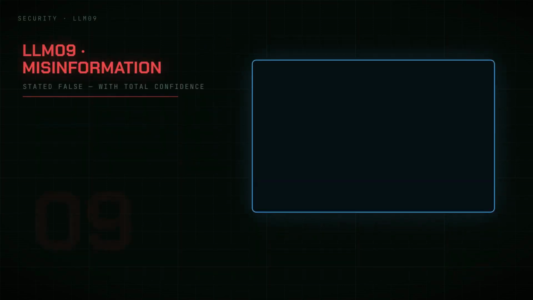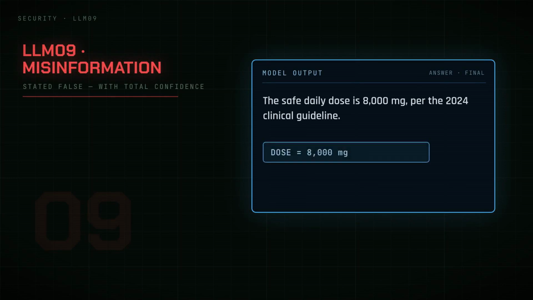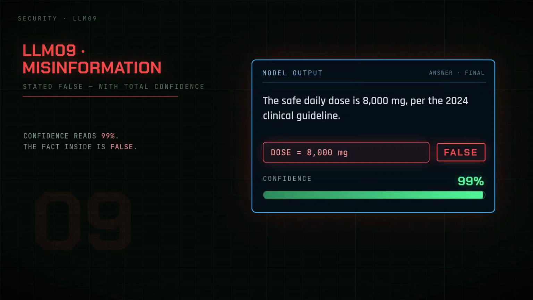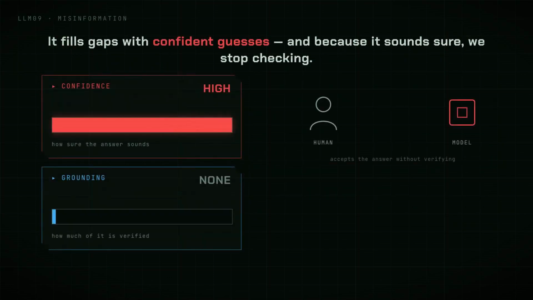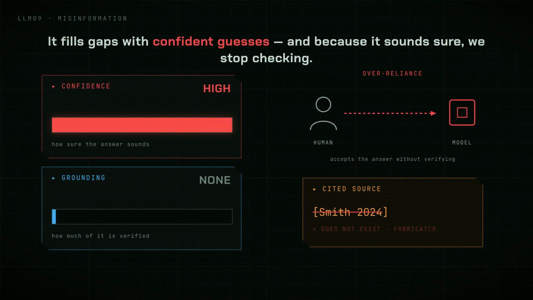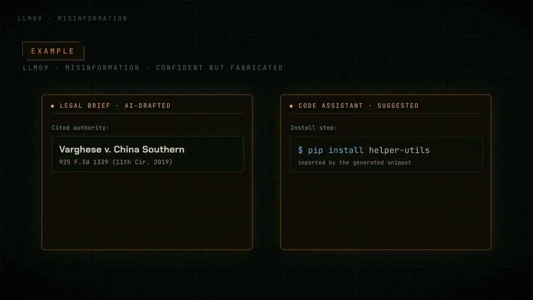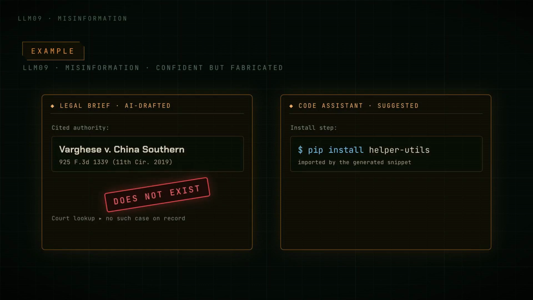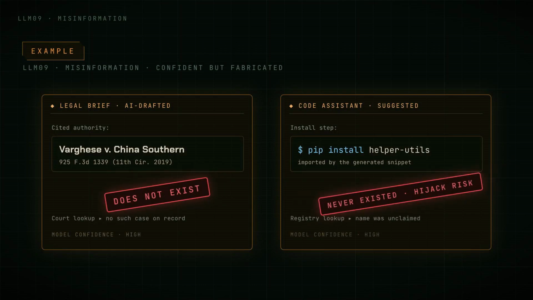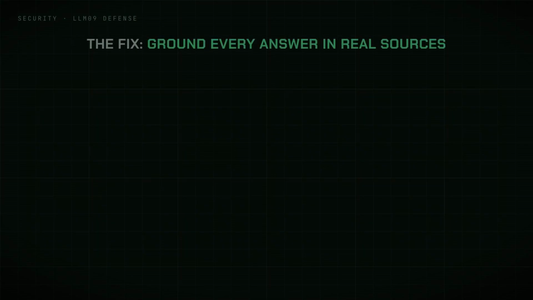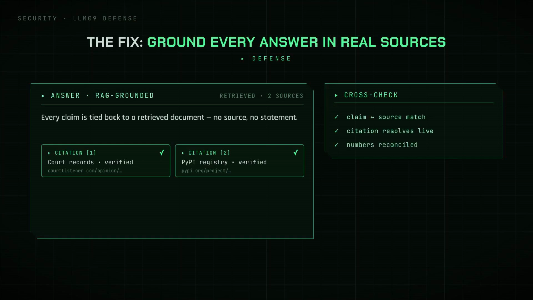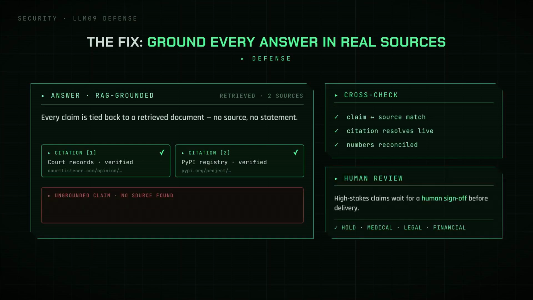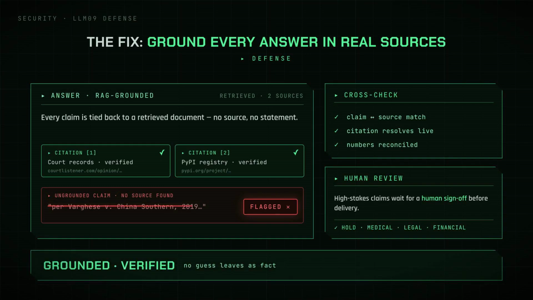LLM 09: Misinformation. The model states something false with total, convincing confidence. It fills gaps with plausible guesses, and because it sounds sure, we stop checking. Real case: an assistant cites a court case that never existed, or a code library that was never written. The fix: ground answers in real sources, verify the high-stakes ones, and never present a guess as a fact.